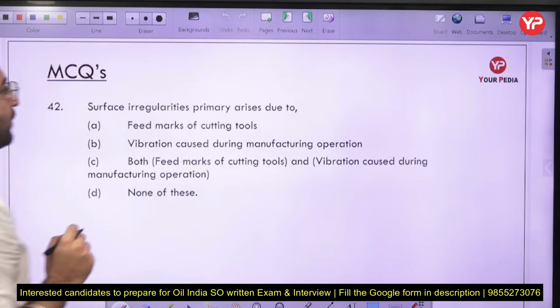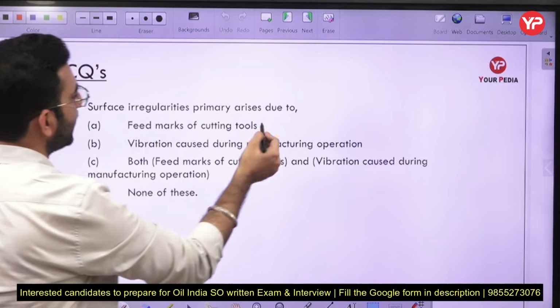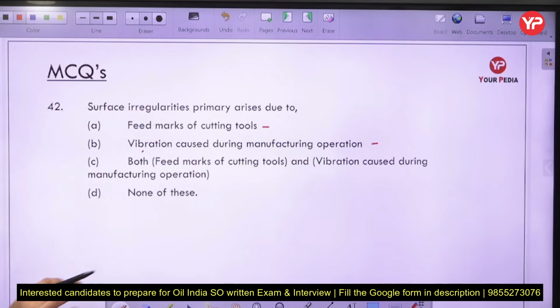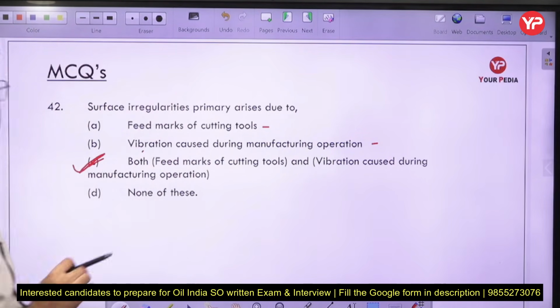Next, surface irregularities primarily arise due to the feed mark of the cutting tool, that is a correct one. Vibration caused during the manufacturing operation, that is also a correct one here. So I can say option number C, both are going to be the correct answer here.